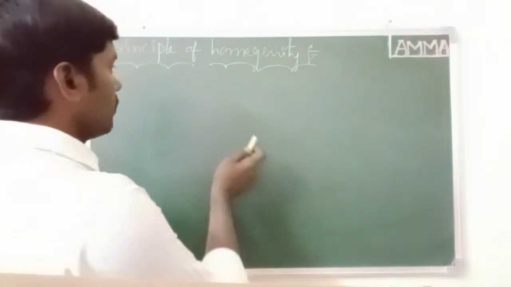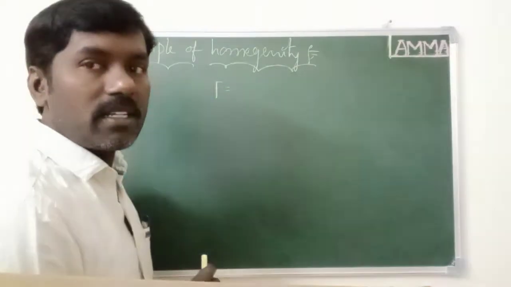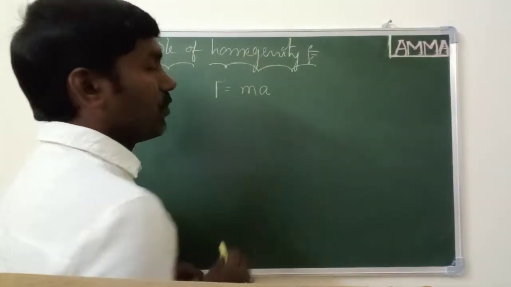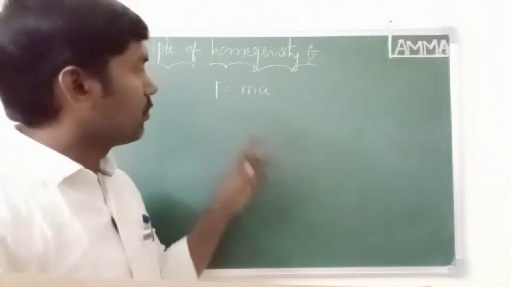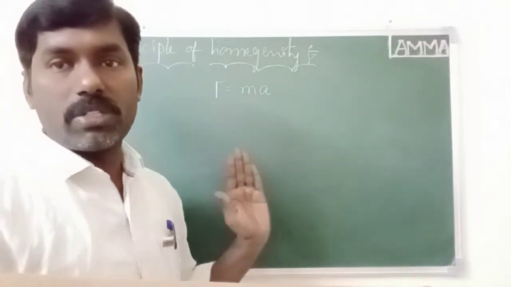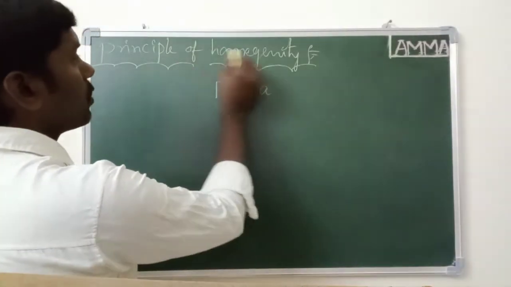Suppose, students, according to Newton's second law, there is a formula F = ma. This is the force formula. F = ma means force is defined as the product of mass and acceleration. This is a simple definition of the force. Okay, then let us try to understand the principle of homogeneity.